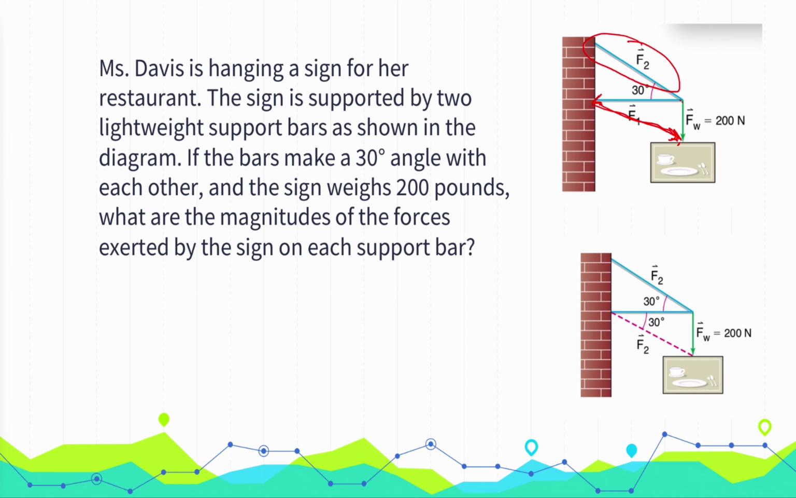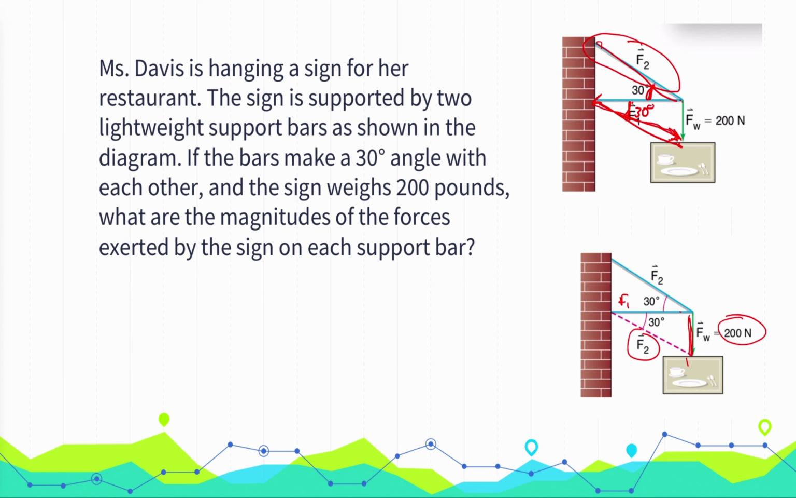So now, if this angle here is 30 degrees, these vectors are parallel, so this angle here also must be 30 degrees. So now we've got a triangle where we've got F2 here, and F1 here, and FW here, and we've got an angle, and so if we know the magnitude of one of these vectors, we can find the other 2 using SOHCAHTOA.